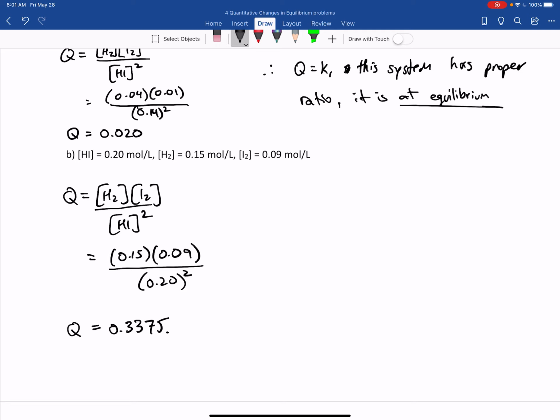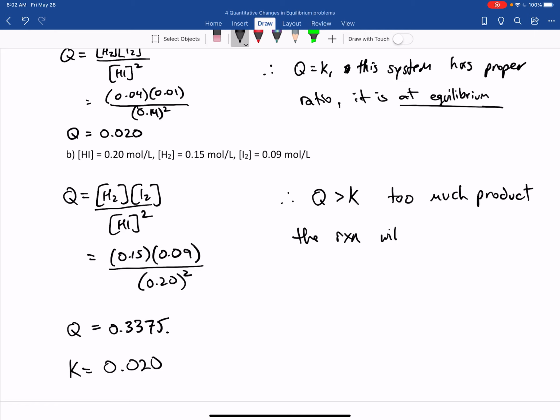So what this means, if we compare Q to K, right, Q is larger than K, because K was 0.020. That means there's too much product, because the ratio is too high. So the reaction will produce more reactant in this case. And to do that, it will shift, so you can guess if you haven't yet, left. It'll shift towards the reactant side. And that means we'll lose concentration of the products and gain it of the reactants.